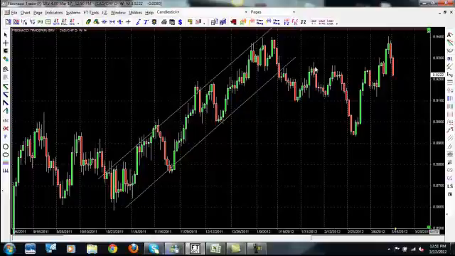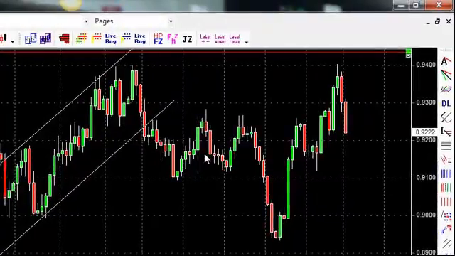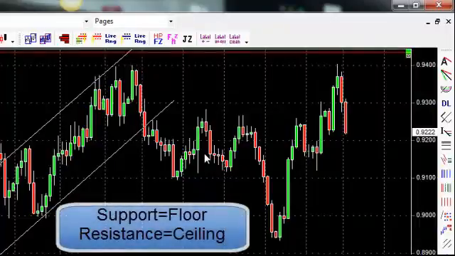But when this currency pair goes sideways, it's a lot easier to visually see. So let's draw out some lines. It's very easy. And I talked about this before, that you want to think about support and resistance as ceilings and floors.